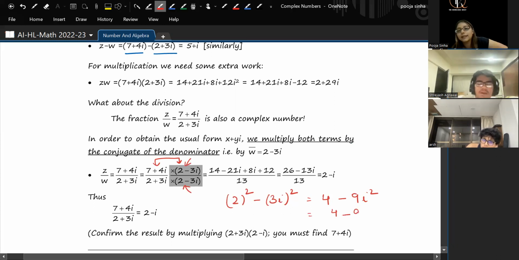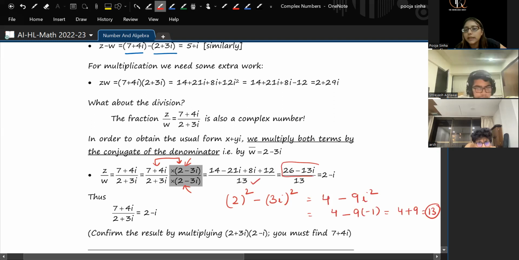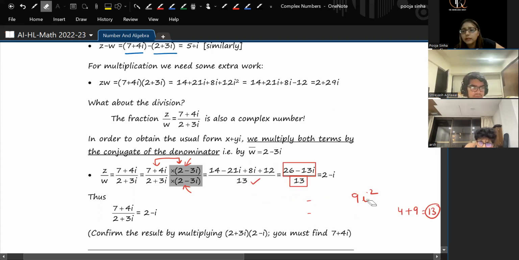We have to take that i also. So this becomes 4 plus 9, which is 13. My denominator is without an imaginary part right here. Now the numerator, you multiply the way you learned, and after multiplying you'll see that this becomes 26 minus 13i. The denominator is 13. Can we divide them? Yes. After dividing, what do we get? 2 minus i. That's your final answer.